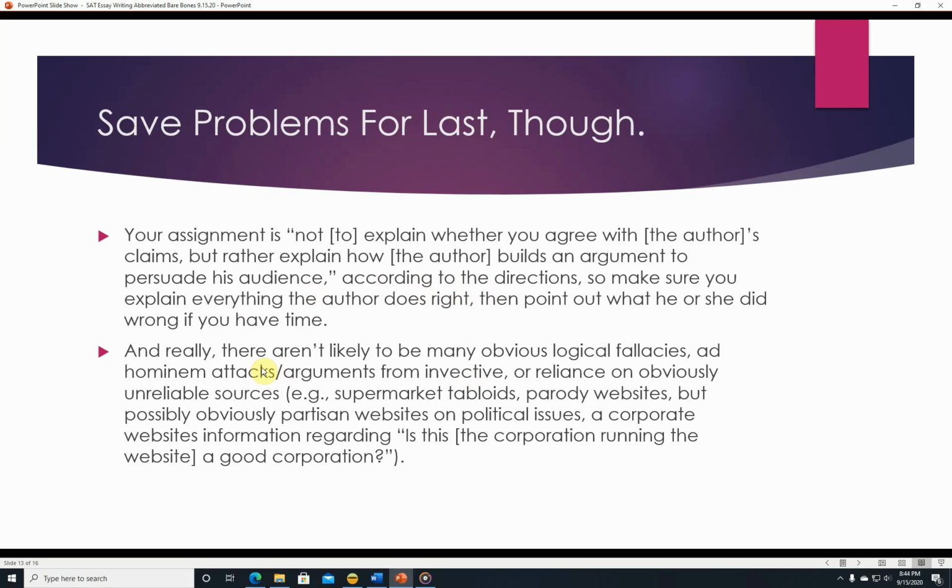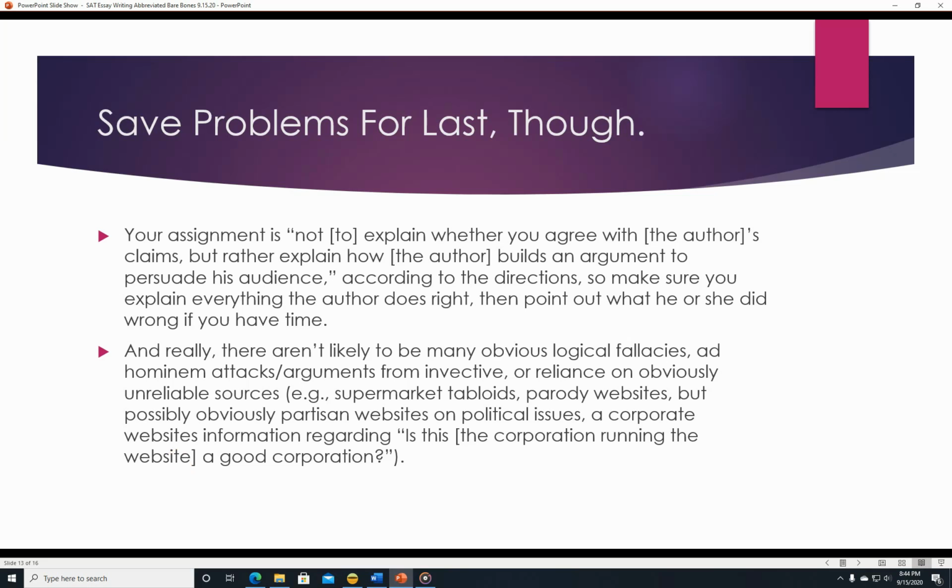So, there's not likely to be too many ad hominem attacks or arguments from invective, which is just name calling, or reliance on obviously unreliable sources such as supermarket tabloids or parody websites like The Onion. But they might cite obviously partisan websites on political issues, or a corporate website might provide information saying, oh, well, people ask, is XYZ Corporation a good corporation? Well, I'm glad you came to xyz.com and asked. Yes, we are a fine corporation. Obviously, that's not going to help you very much.